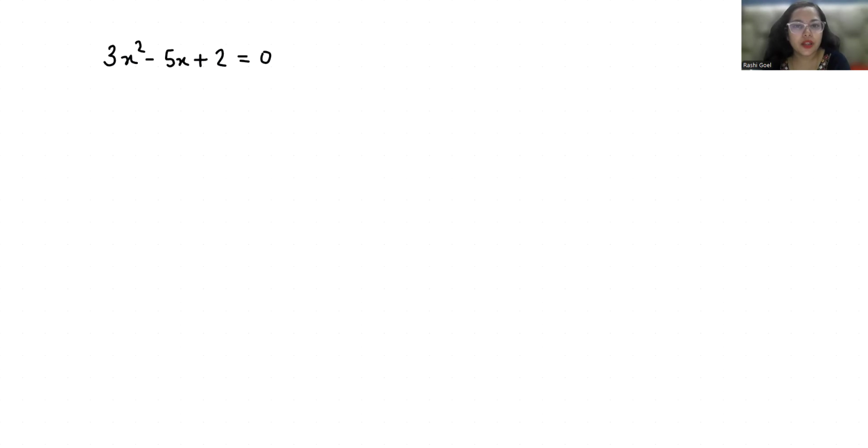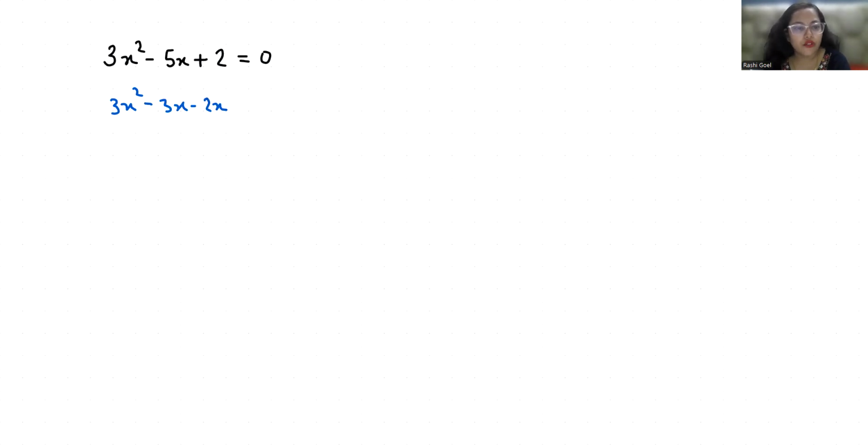My name is Rashi Goel and in this video we are going to solve this quadratic equation 3x² − 5x + 2 = 0 with the middle term split method. So this middle term, −5x, we can write it as −3x − 2x + 2 = 0.